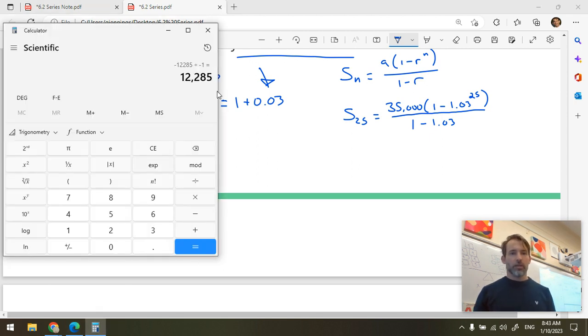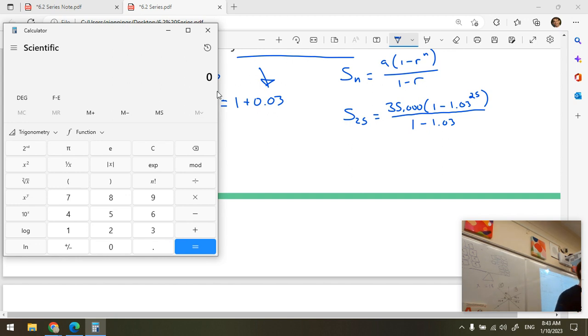But that's going to be a negative number. No, it won't. Because this is a negative number, and this is also a negative number. Negative divided by a negative makes it positive. When you do 1.03 to the 25, it's positive, so it's the subtraction from 1 that gives the negative.